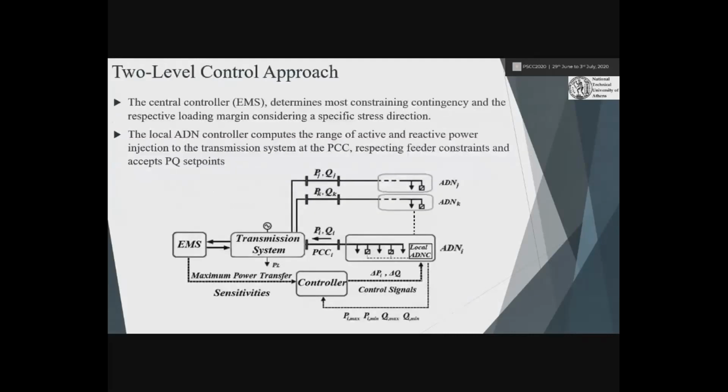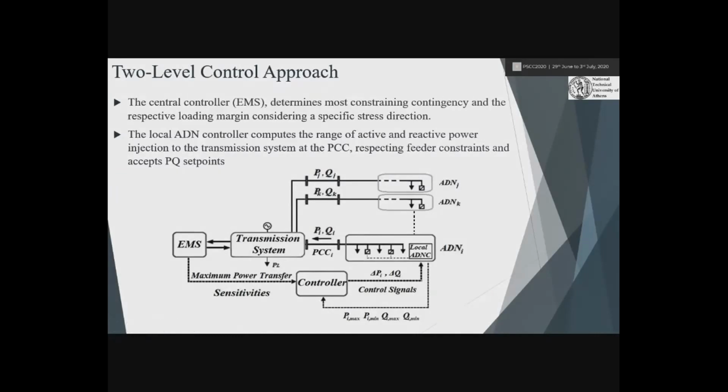The two-level control approach, which is shown in the figure, is divided into a transmission system and its controller and multiple distribution feeders that are connected to the transmission system and inject active and reactive powers to the transmission system.